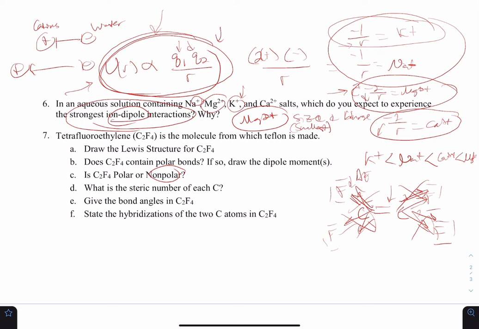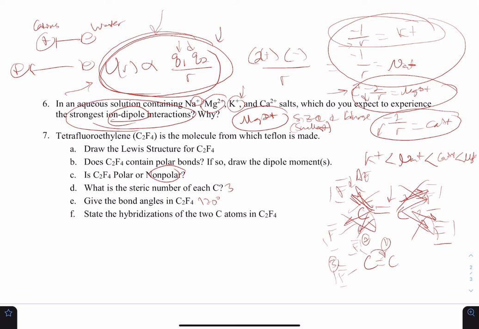All right, so part D says, what is the steric number of each carbon? Well, if I redraw this here just to reiterate, carbon is bound to 1 carbon, so that's one, plus 2 fluorines, 1 fluorine and another fluorine. So that's a steric number of 3. Without any lone pairs on the central atom, the bond angle of this trigonal planar formation is 120 degrees.